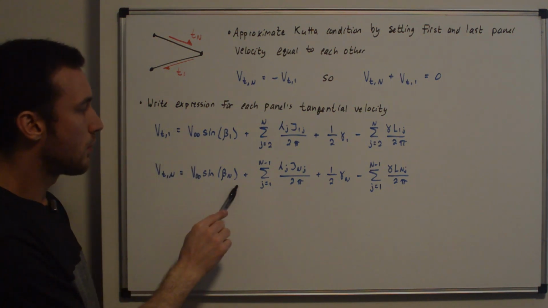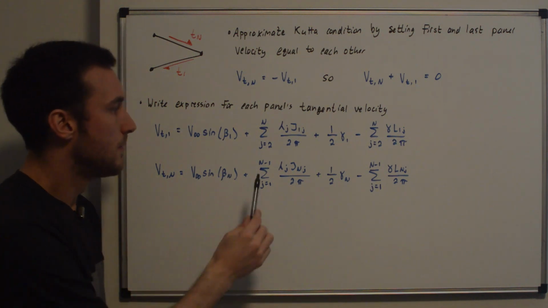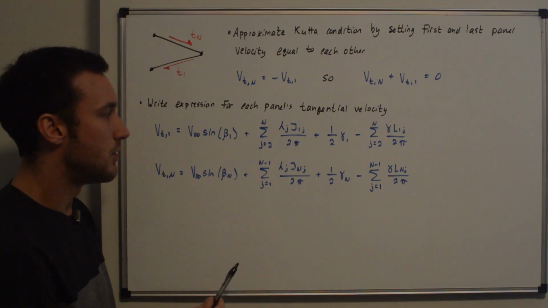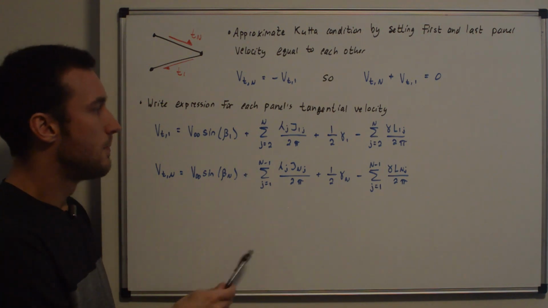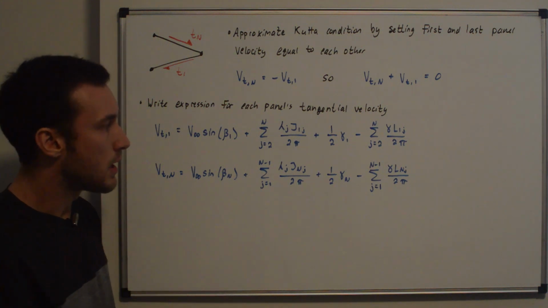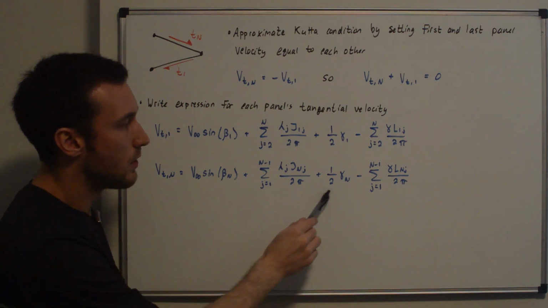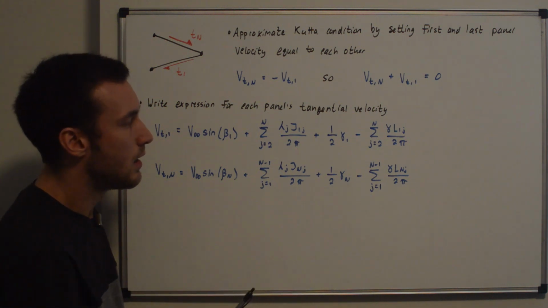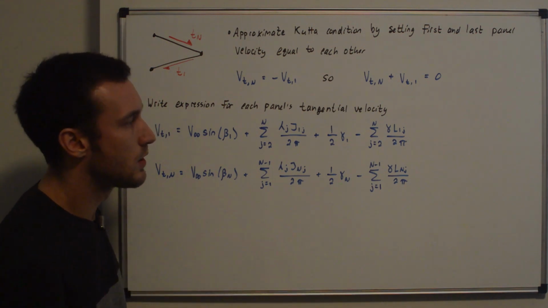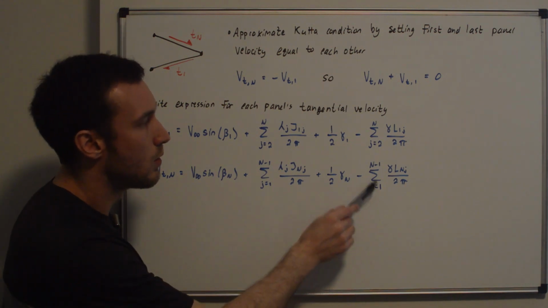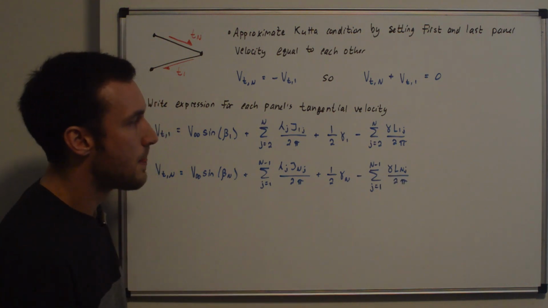So here we have the uniform flow term, again sine because of the tangential velocity, beta n explicitly. Here we have the summation term from the source panels, and here we're going from j equal to 1 to n minus 1 because we don't want to solve for it on the nth panel. Then we have lambda j, J n j over 2 pi. This is from the j equal to i term from the vortex terms. We have 1/2 gamma n minus the summation from the vortex panels, again j equal to 1 to n minus 1, gamma L n j over 2 pi.